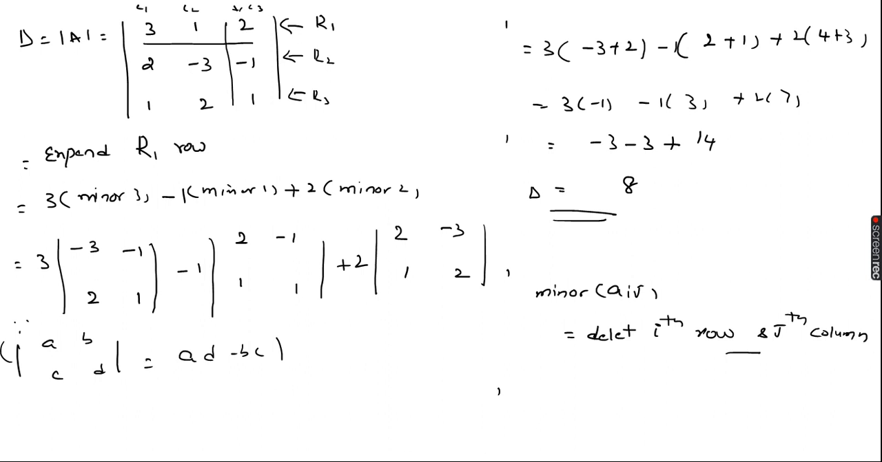Okay, and next, delta 1. The 1 is indicating the first column. That is replacing the first column by B.